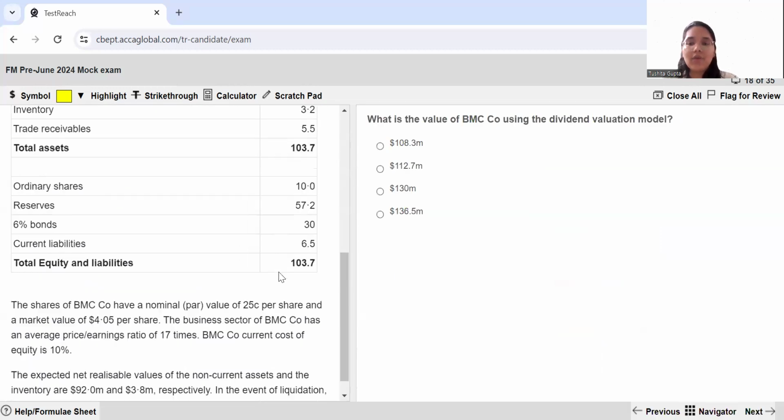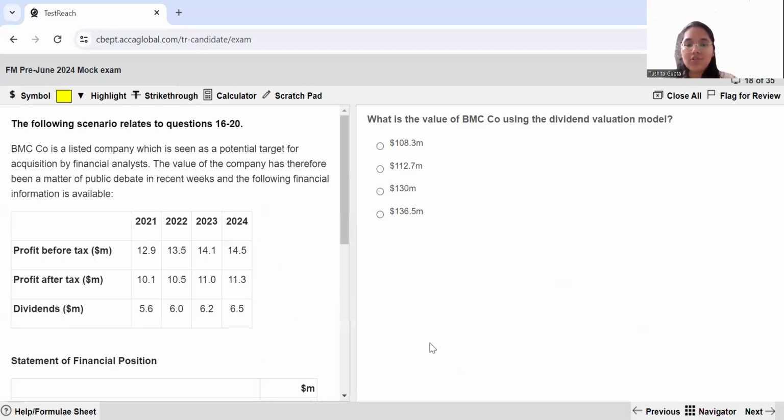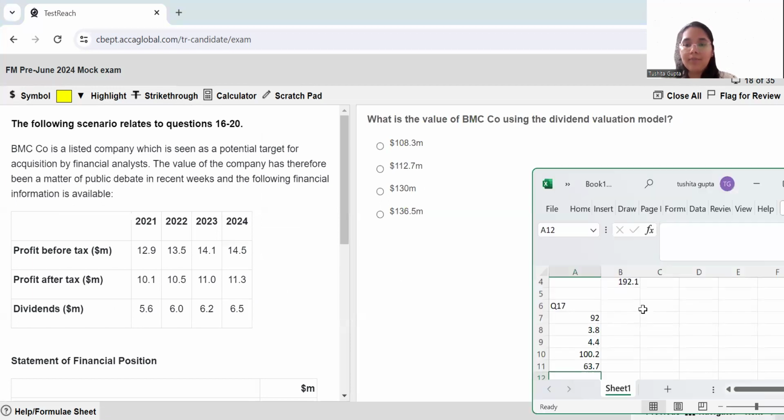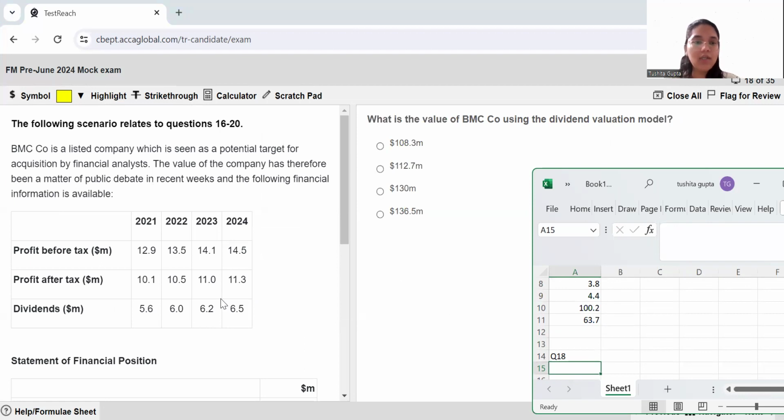Moving ahead to the next one, this is question number 18 now. With regards to question number 18, you have to find out the value of the company using the dividend valuation model. Because you have the dividend information all given to you, you're first going to work out the growth rate and then use that growth rate in the formula to ultimately find the value of the company.